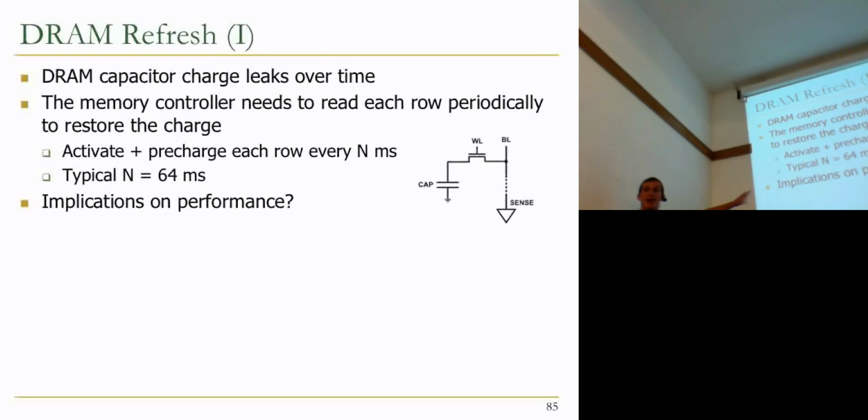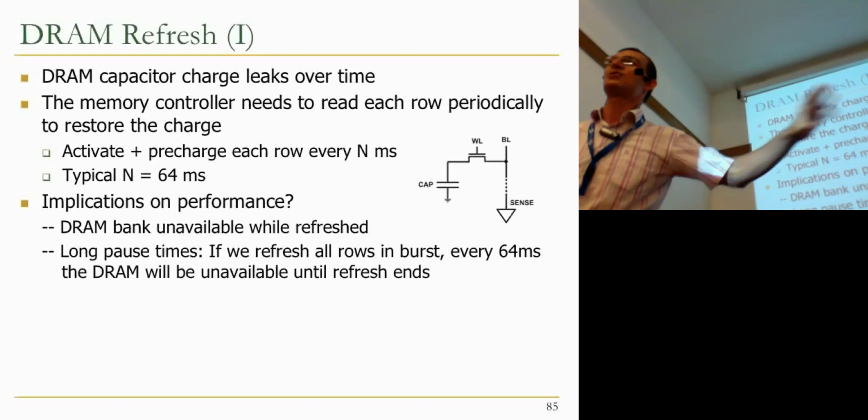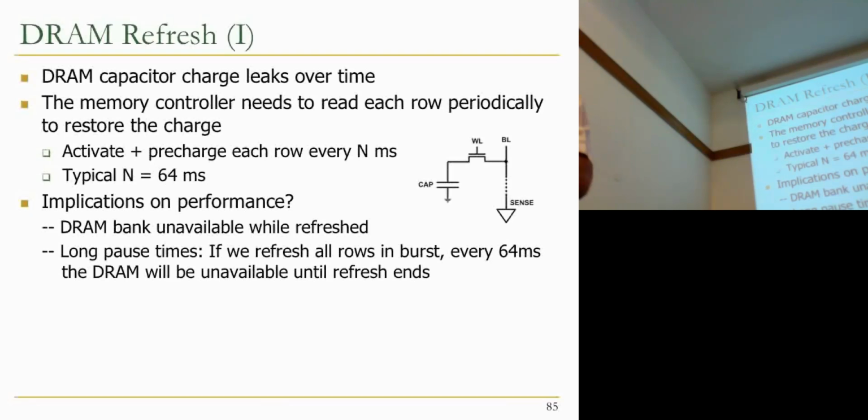I'll talk about how it's currently done. Basically, the DRAM bank is unavailable while being refreshed. Actually, in today's systems, to simplify the system, the entire DRAM rank becomes unavailable, unless you're using a mobile DDR system where only the DRAM bank is unavailable. This leads to long pause times. If you actually refresh all of those 2 to the 24 rows in 64 milliseconds, you get a very long pause time, right?